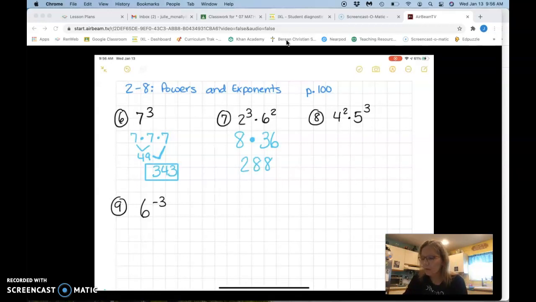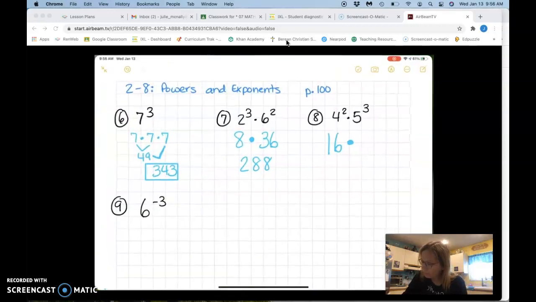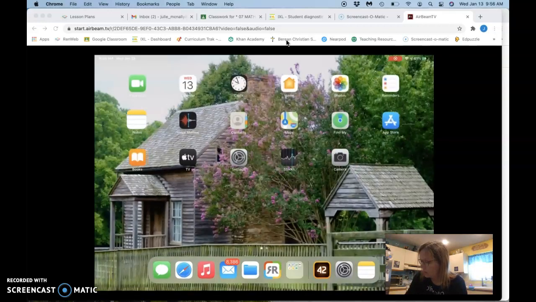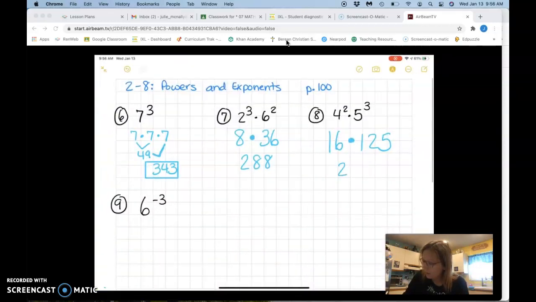Okay. So same thing for this one. 4 to the second power is 16. And 5 to the third power, 5 exponent 3, is 125. So now for my final step, I have to multiply 16 times 125. So let's do that. 125 is already there, so I'm just going to hit times 16, which is 2,000. So this one would be 2,000.